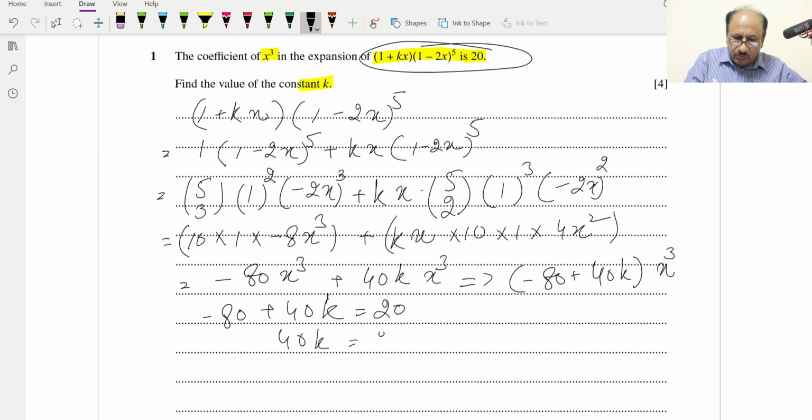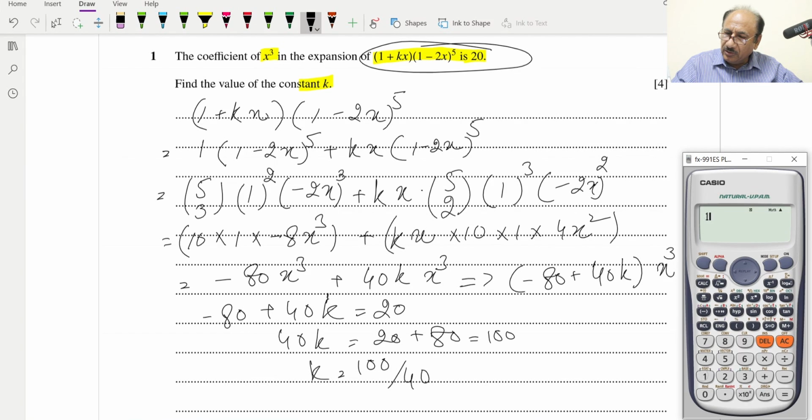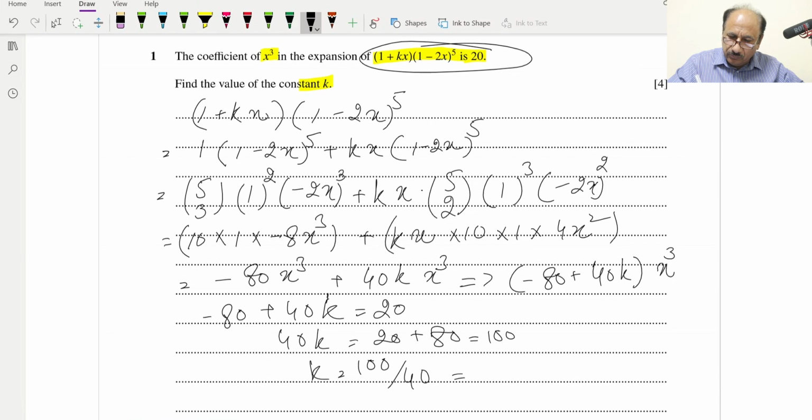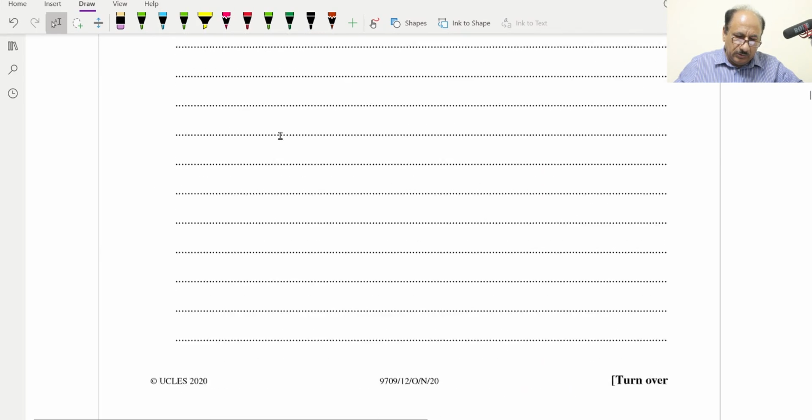So 40k is equal to 20 plus 80, which will be equal to 100, and k will be equal to 100 divided by 40. 100 divided by 40 is equal to 2.5. So k is equal to 2.5. This will be our final answer for this question. Hopefully you understood this question. Now we can move to question number 2.